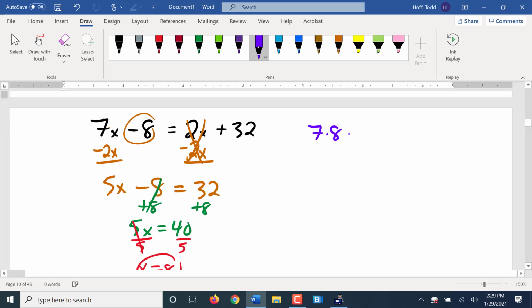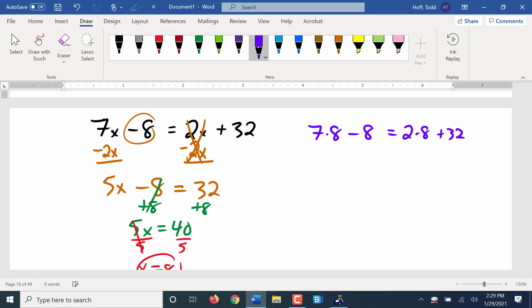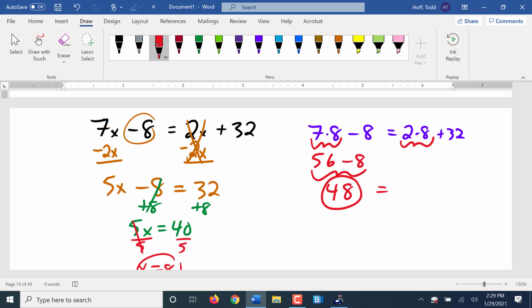7x becomes 7 times 8 minus 8. Does that equal 2x becomes 2 times 8 plus 32. Now we have to work on both sides here. 7 times 8 is 56. Minus 8 is 48. On the other side here, 2 times 8 is 16 plus 32 is 48. So we get the same number on each side. That checks out.